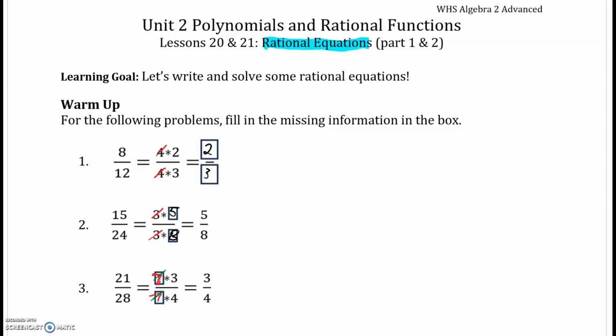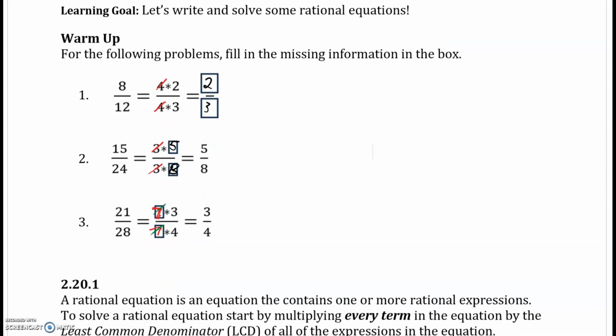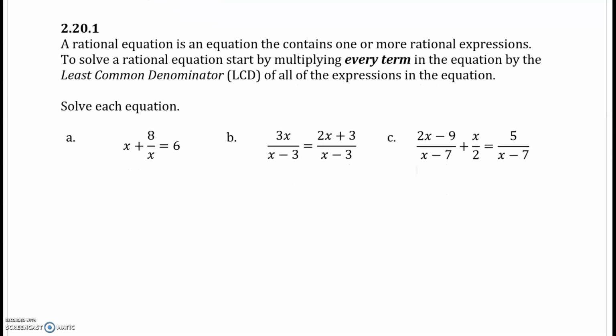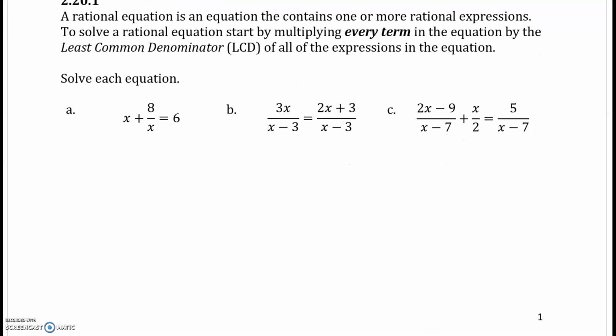If you have a factor in the numerator and the same exact factor in the denominator, those two things can cancel out. So let's go down here and look at our first set of rational equations. A rational equation is an equation that contains one or more rational expressions. To solve a rational equation, and this is going to be kind of key, we're going to start by multiplying every term in the equation by the least common denominator of all of the expressions in the equation.